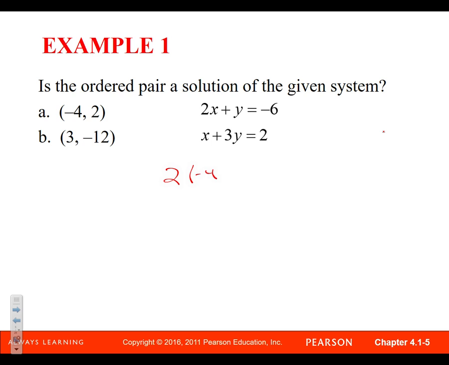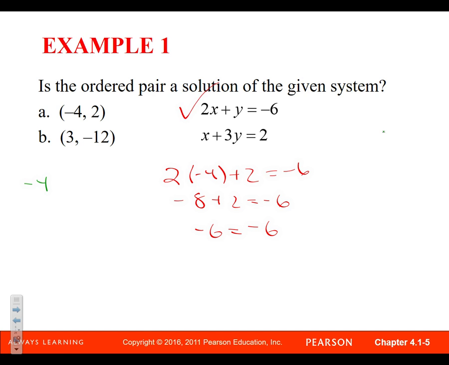2, negative 4, plus 2 is supposed to equal negative 6. 2 times negative 4 is a negative 8. Plus 2 equals negative 6. Does negative 6 equal negative 6? So it works here. We're good. Then we check it with the other one.